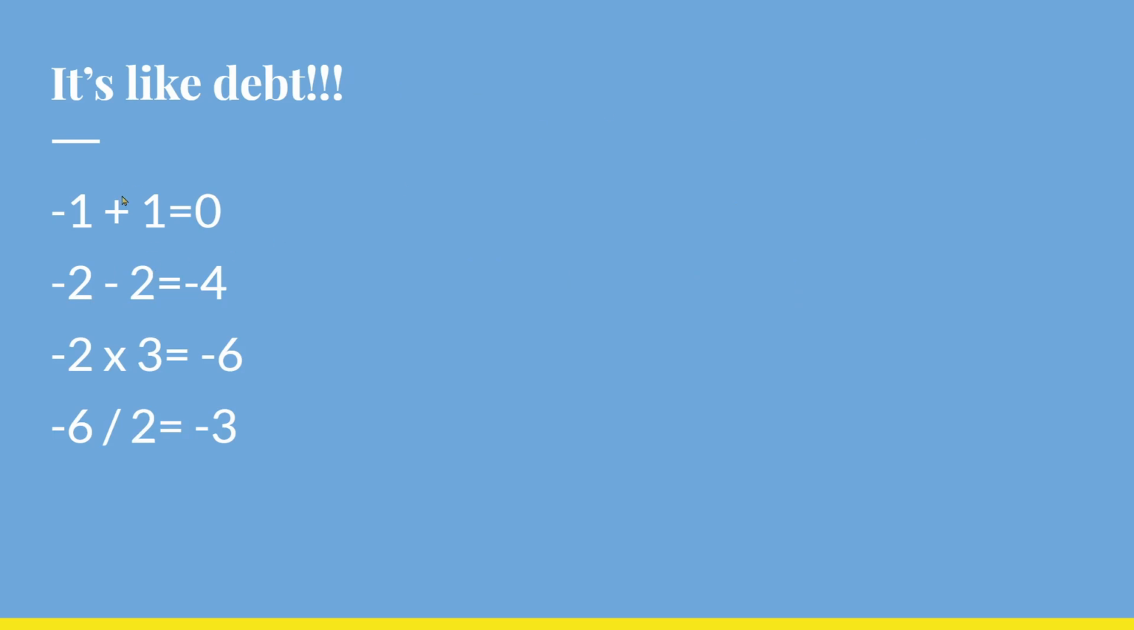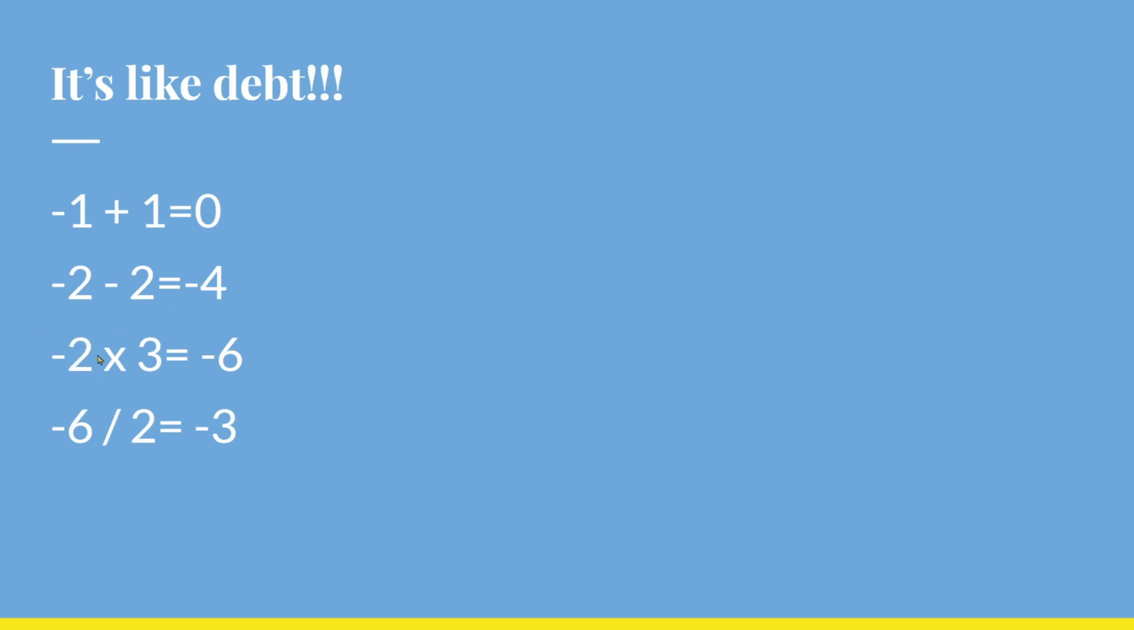So let's look at this example here. -1 plus 1 is 0. So if you owe somebody $1 and you give them $1, you don't owe them anything anymore. Alrighty. Now here's this one. We have -2 minus 2 equals -4. And this would be kind of like if you already owed somebody $2 and then you borrowed another 2. So -2 and you took 2 out of there, you'd have -4.